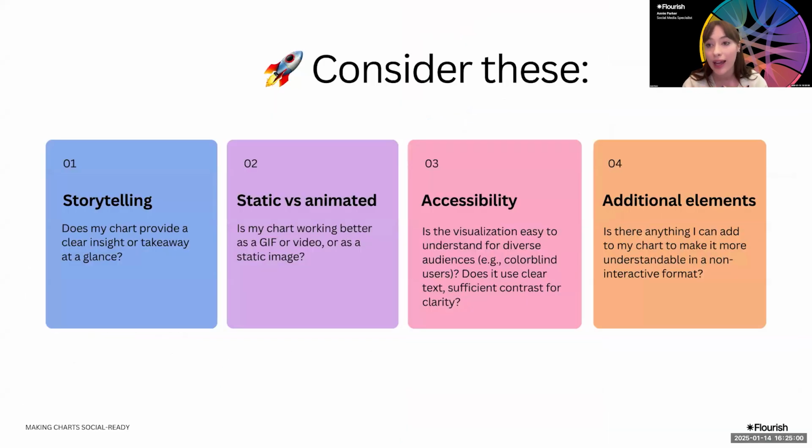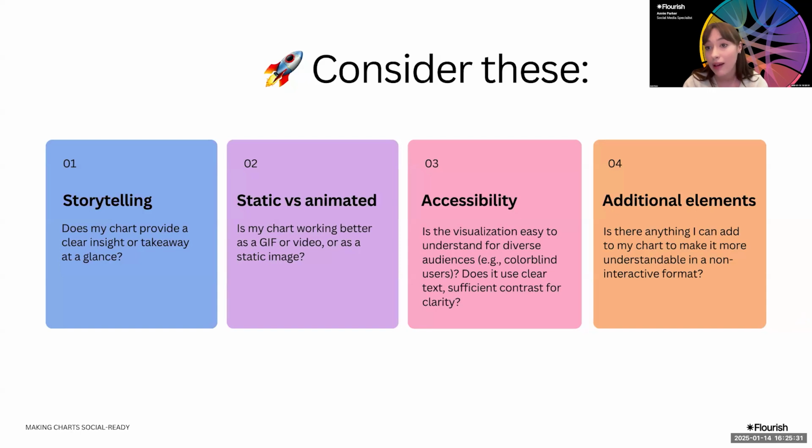And when considering how you want your chart to appear on socials, you also want to have a think about these things. You need to consider your storytelling. So, does your chart provide a clear insight or a takeaway at a glance? You want to have a think about whether your chart should be static or animated, and also how many slides it should take up. With the 100 years of American elections, we could have tried to do that on a bunch of different slides, but the animation actually really, really helped to tell that story. So that's something you want to consider.